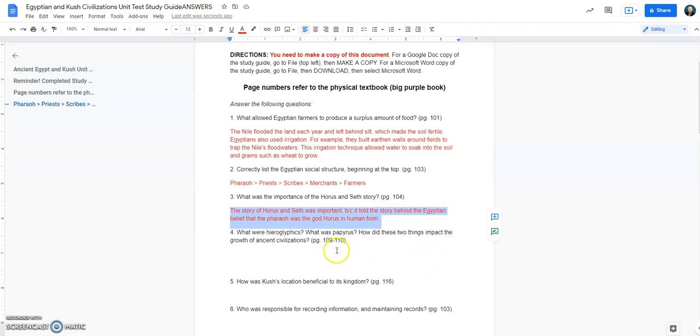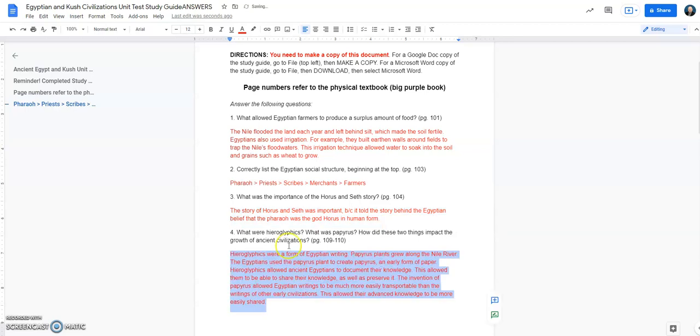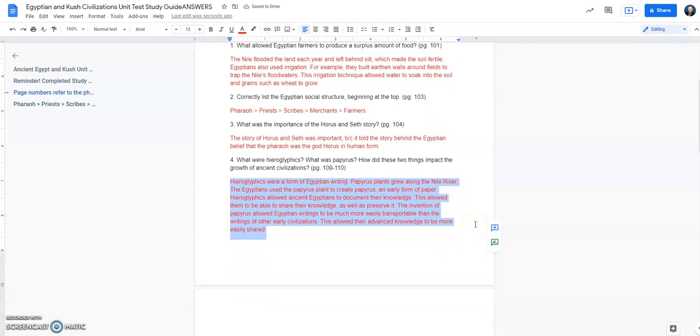Question number 4. What were hieroglyphics? What was papyrus? And how did those two things impact the growth of ancient civilizations? So first, hieroglyphics were a form of Egyptian writing. It was a writing with pictures and different symbols. And then papyrus was a plant that grew along the Nile River. And with the papyrus plant, they were able to make it into a very early form of paper.